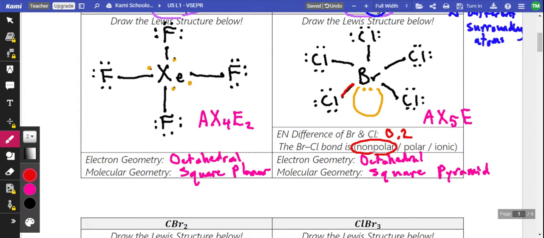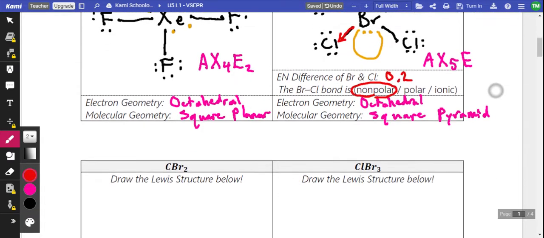Okay, so chlorine might be pulling the electrons a little bit more towards it compared to the bromine, but not enough to really polarize the bond, not enough to really make it super lopsided. So we call it non-polar. Okay, let's look at another example.